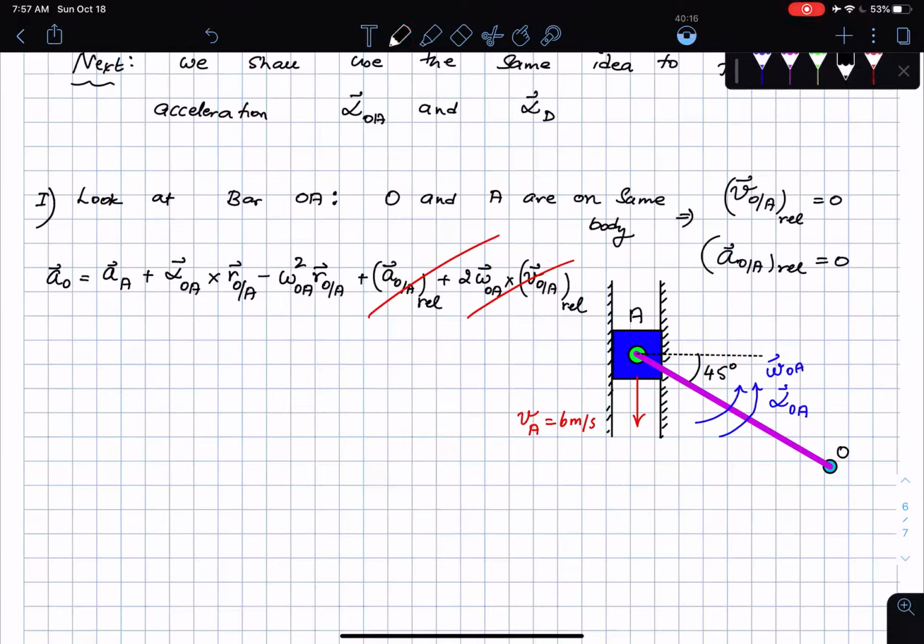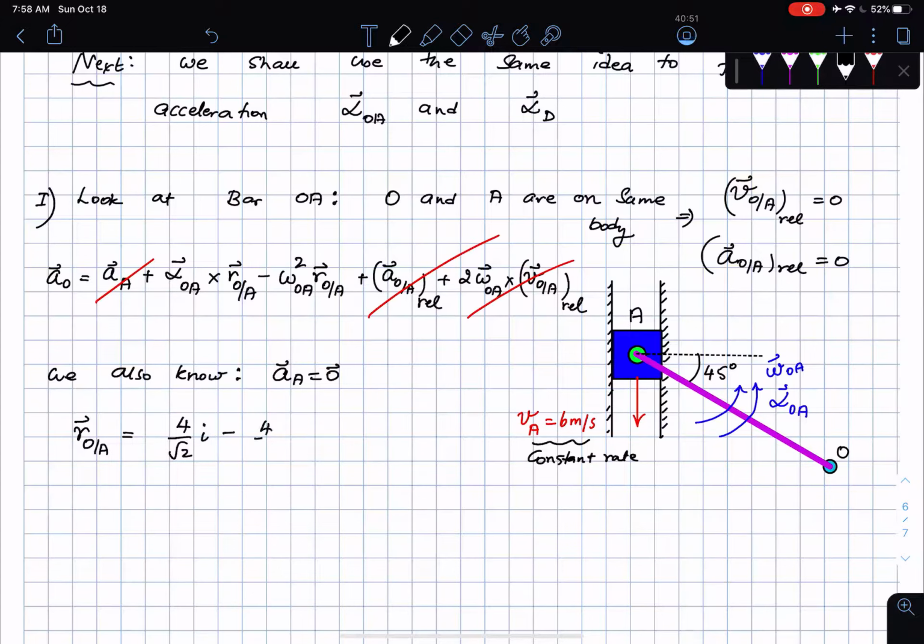We further know that the acceleration of A is 0, because the slider is traveling at a constant rate. The slider is performing rectilinear motion, which means that I can also take off this term here. So I'm left with two very nice things. And I also know from before, you can scoot back up and see, that R O slash A is going to be 4 by root 2 I and 4 by root 2 J, so many meters.